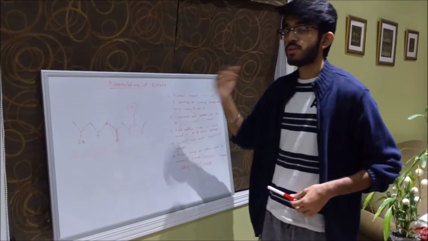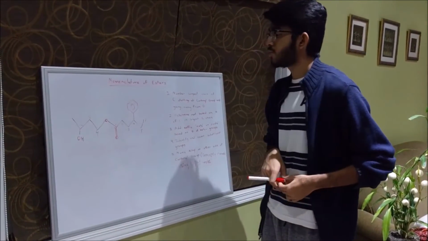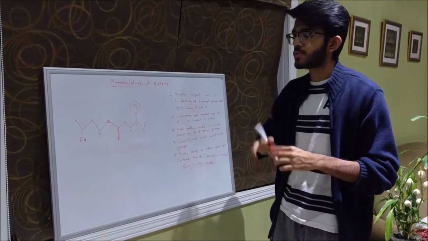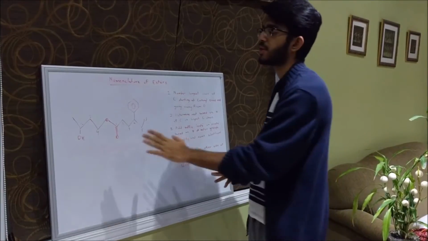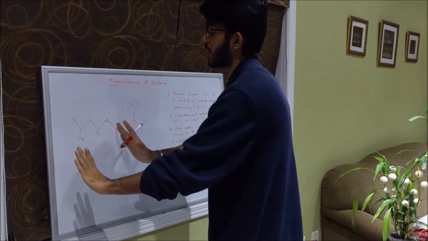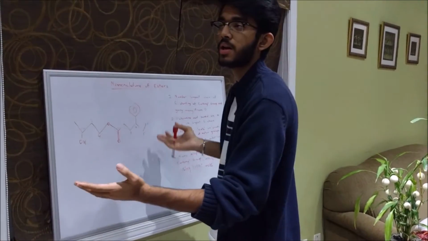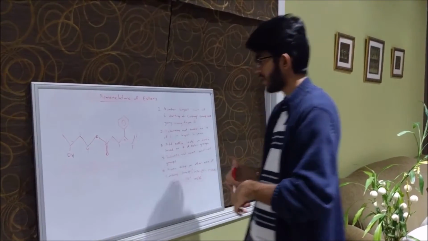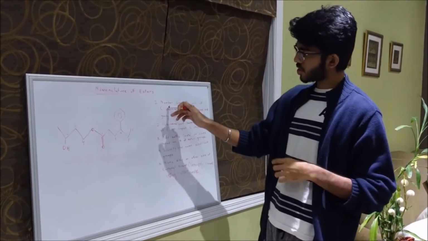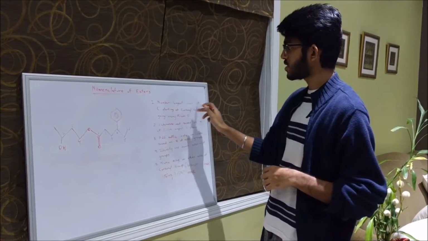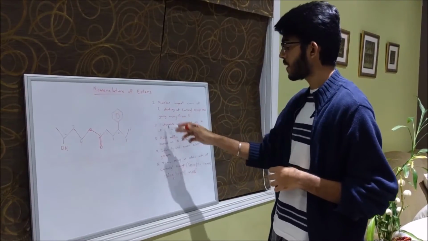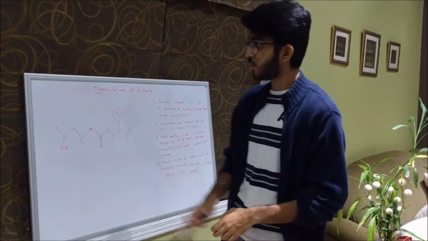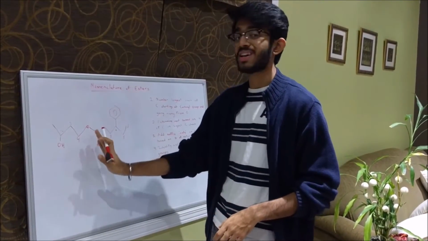Now I'm going to talk about nomenclature of esters. To name esters, you basically have to split it into two parts. The part that came from the alcohol and the part that came from the carboxylic acid when this specific ester was formed, hypothetically. So first step is number the longest chain of carbon, starting at the carbonyl group and going away from the oxygen. So you want to name the carboxylic acid part.